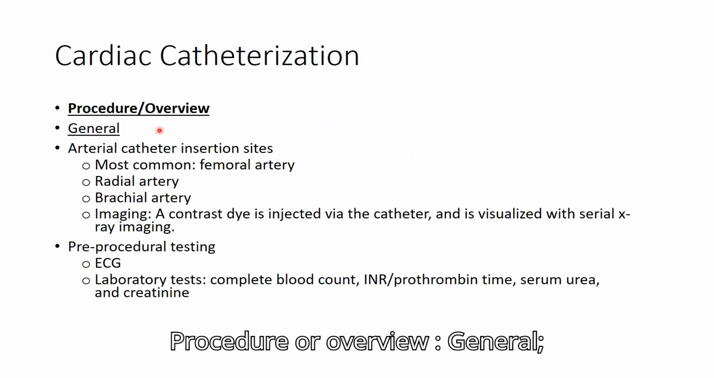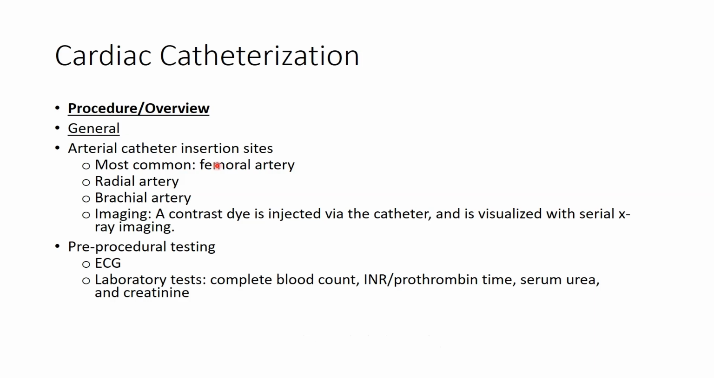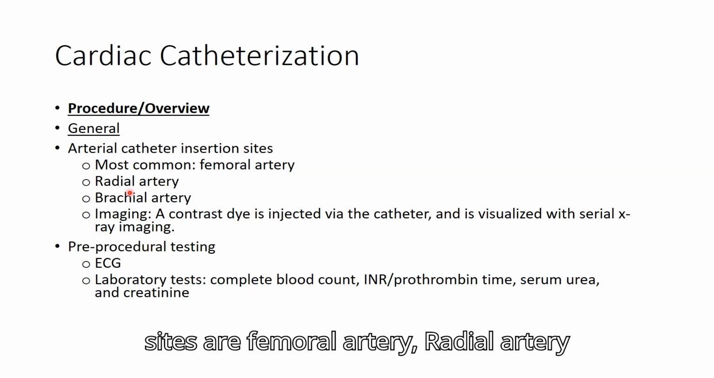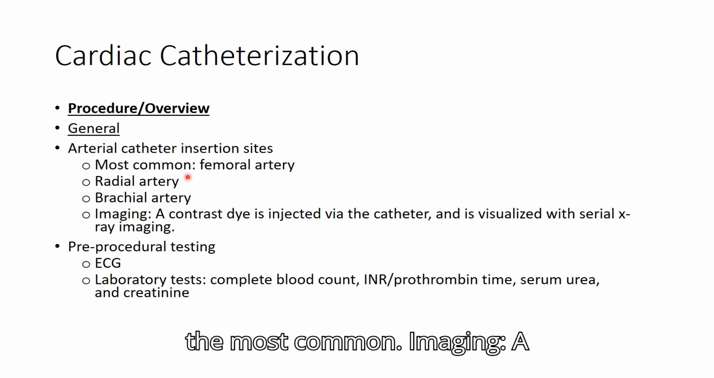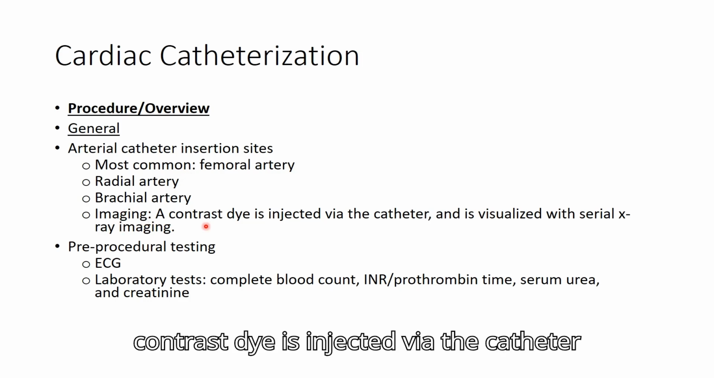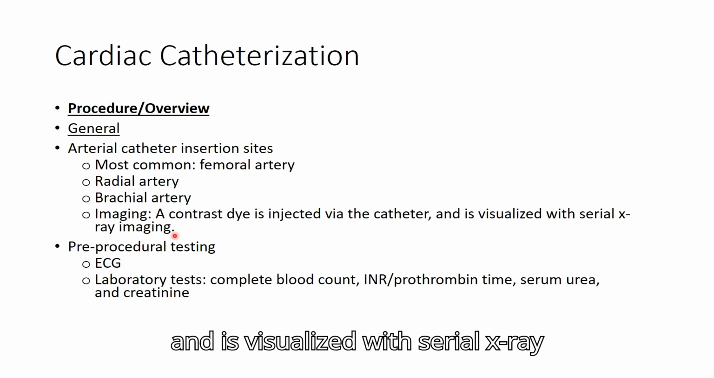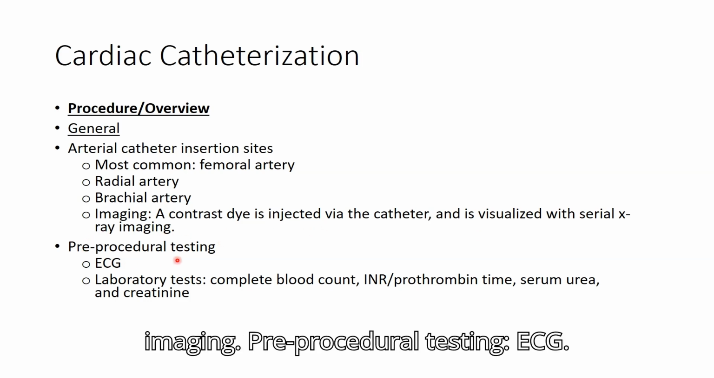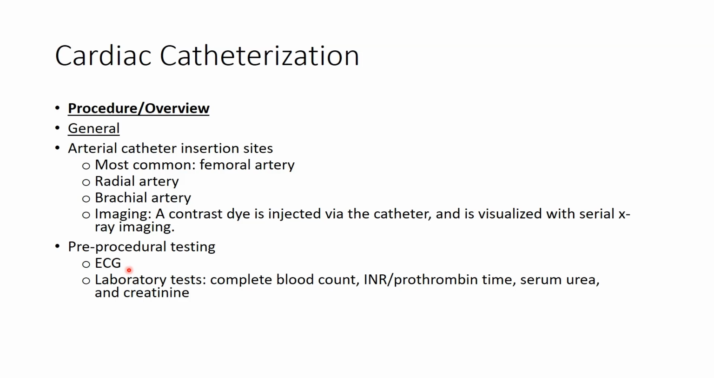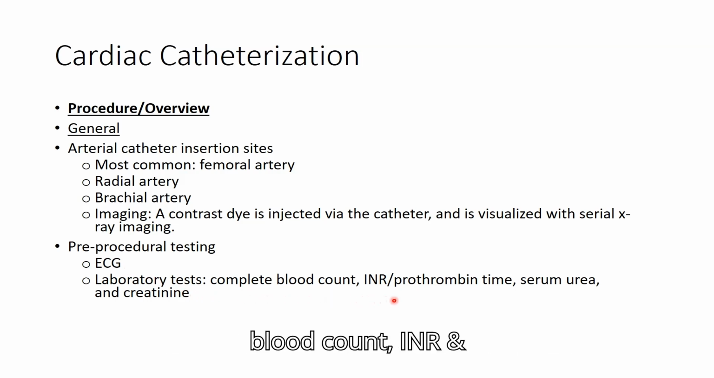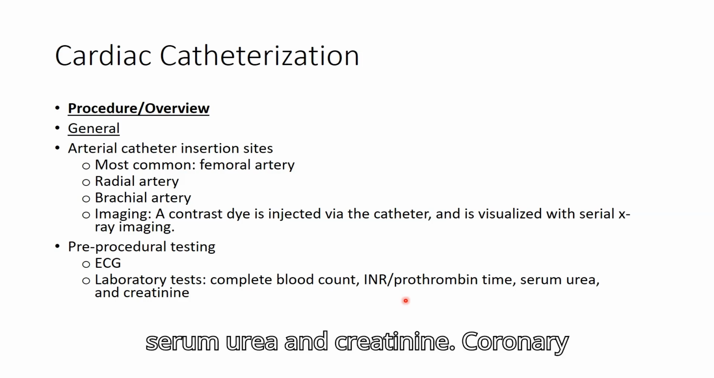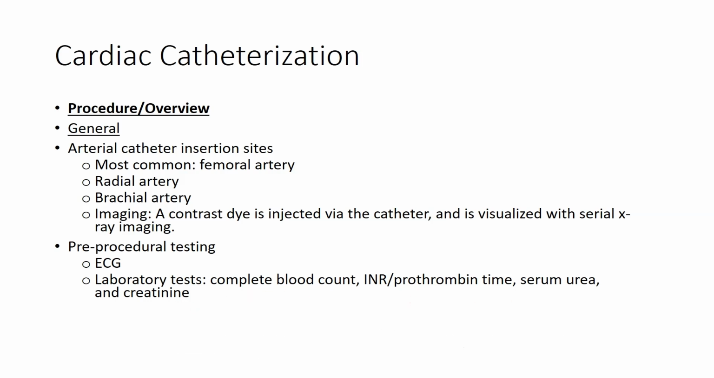Procedure overview: General. Arterial catheter insertion sites are the femoral artery, radial artery and brachial artery. Femoral artery is the most common. Imaging: a contrast dye is injected via the catheter and is visualized with serial X-ray imaging. Pre-procedural testing: ECG. Lab tests done: blood count, prothrombin time (INR), serum urea and creatinine.